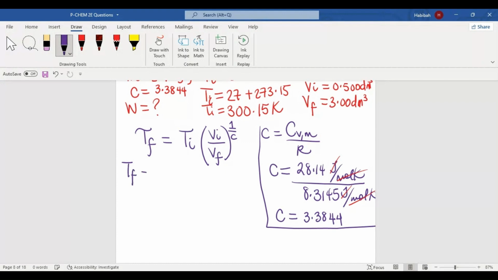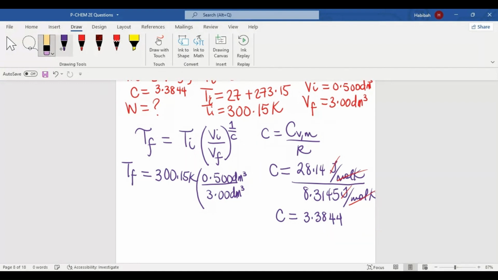So T final is going to equal T initial, which is 300.15 Kelvin. And then V initial, substituting it, we have 0.500 decimeter cubed, divided by, of course, V final, which is 3.00 decimeter cubed. All of that information is raised to the power 1 over C. So 1 divided by C, that's 3.3844. So that's basically it. Let me rewrite this. What's the power of 1 over 3.3844? Of course, cancel decimeter cubed here, cancel decimeter cubed.